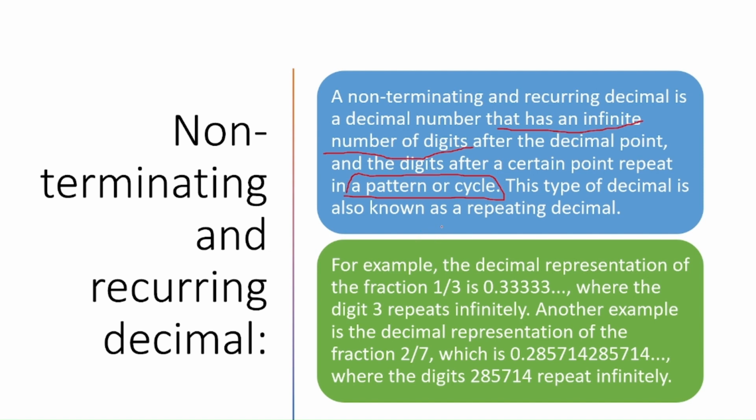We use these rational numbers in our daily life. If you see the currency coins, here is the 25 paise coin, and we can write 25 paise in the form of a rational number p by q as 1 by 4. And if we see the 50 paise coin, this can also be written in the form p by q as 1 by 2.